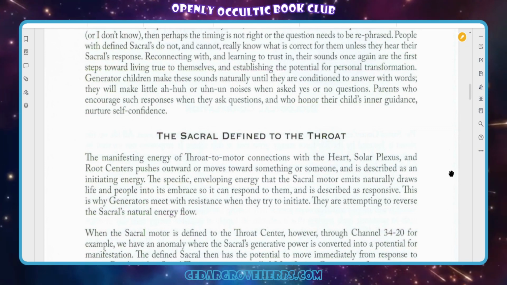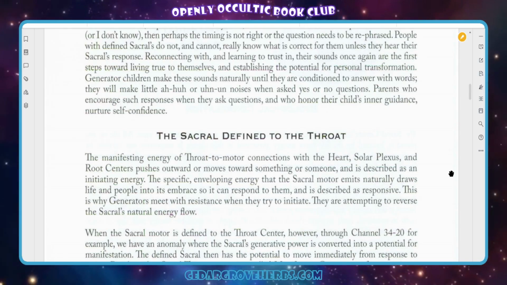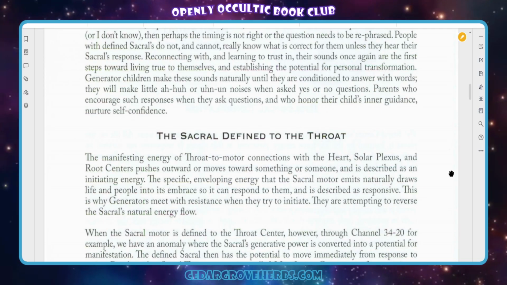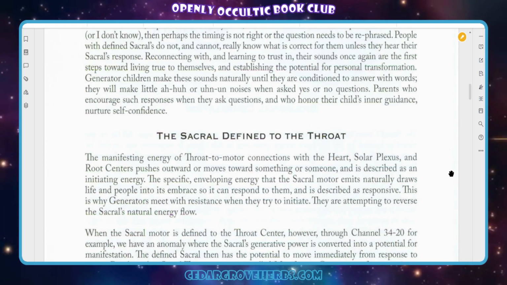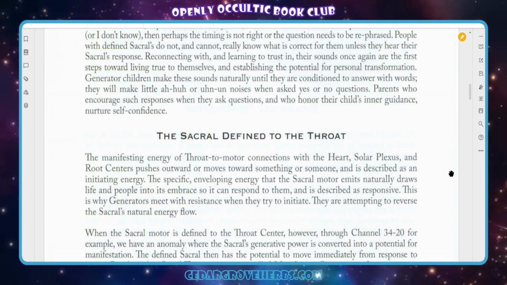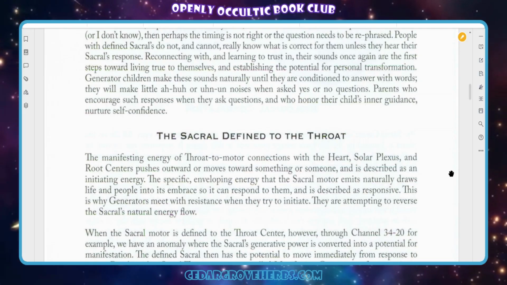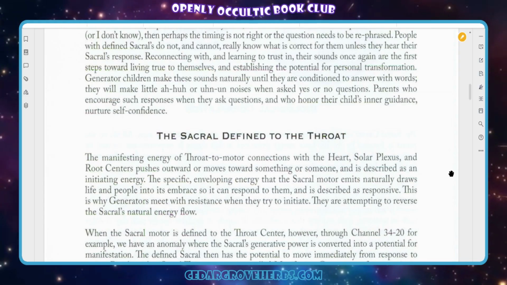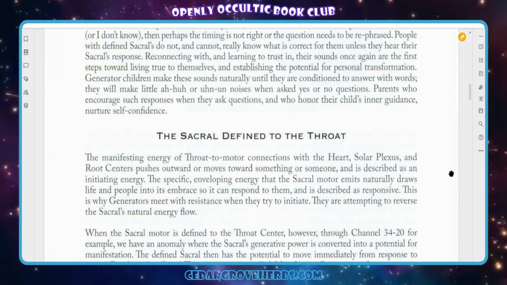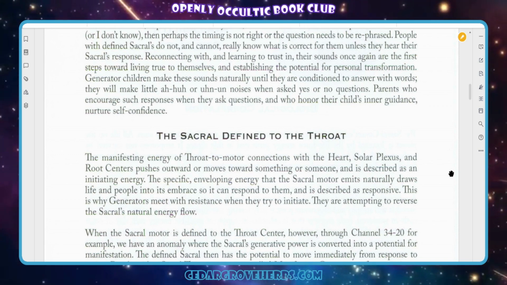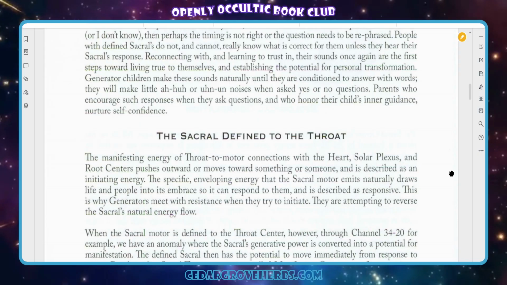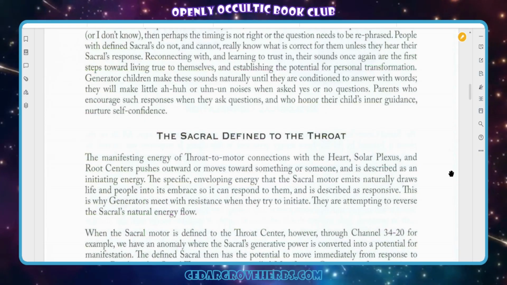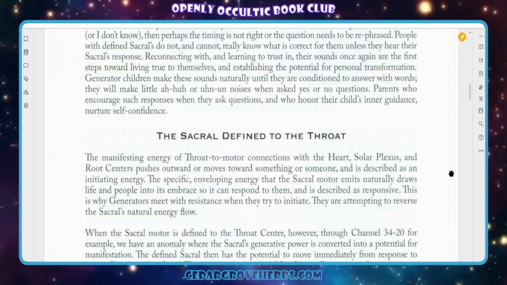The sacral defined to the throat. The manifesting energy of throat to motor connections with the heart, solar plexus, and root centers pushes outward or moves towards something or someone and is described as an initiating energy. The specific enveloping energy that the sacral motor emits naturally draws life and people into its embrace so it can respond to them and is described as responsive. This is why generators meet with resistance when they try to initiate. They are attempting to reverse the sacral's natural energy flow.